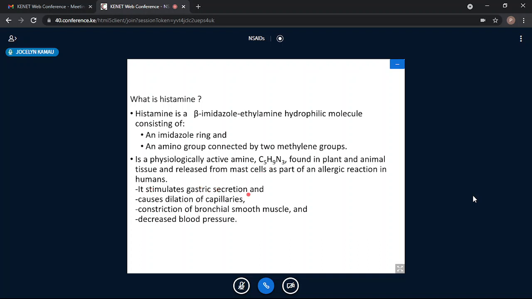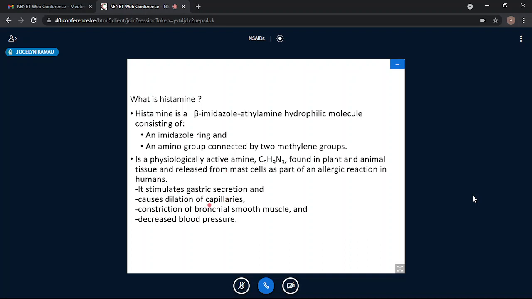It stimulates gastric secretion. So once the histamine is released, there will be gastric secretion. It will stimulate dilation of capillaries, and once it does, fluids will start to leak out. There is constriction of bronchial smooth muscles, an allergic reaction or anaphylactic shock or asthmatic-like reaction, and decreased blood pressure. So these are some of the effects of the histamine.